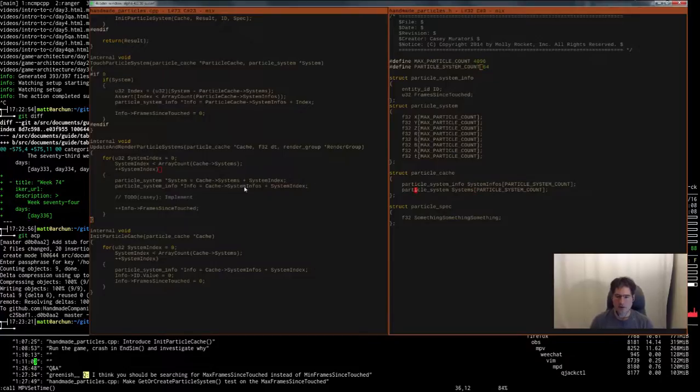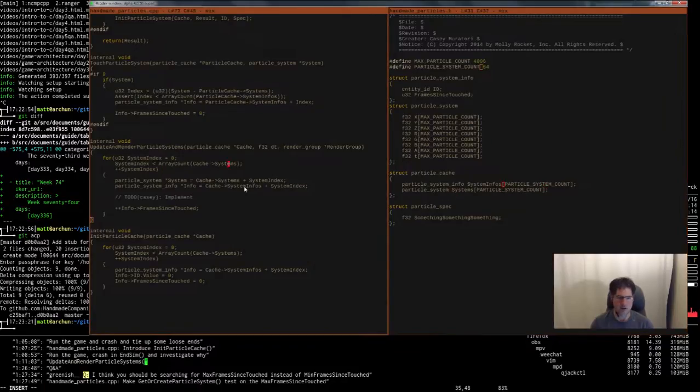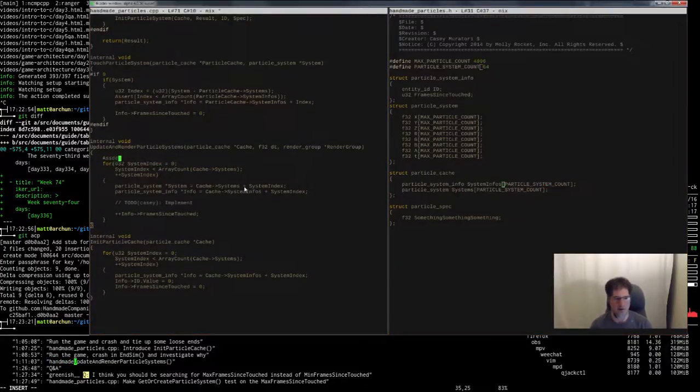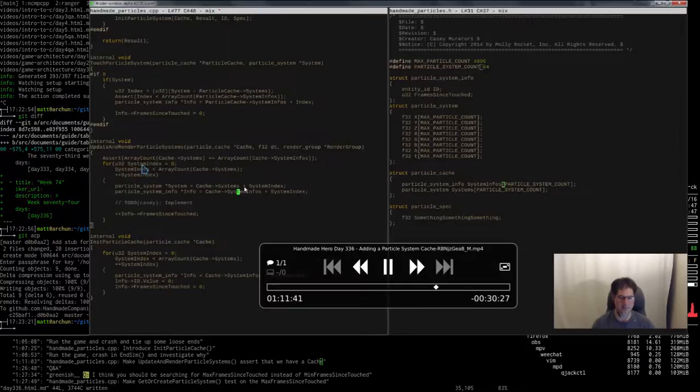So we have system infos and systems. They both have particle systems count worth of things. So, you know, I should probably assert that. But the only thing that does anything is this operation right here. And so if this operation right here is what's happening, that means that this is being impolite, right? This is officially overwriting something, right? It's doing something inappropriate. And so the question is, how exactly could that be doing it?